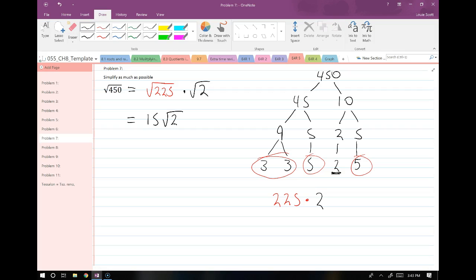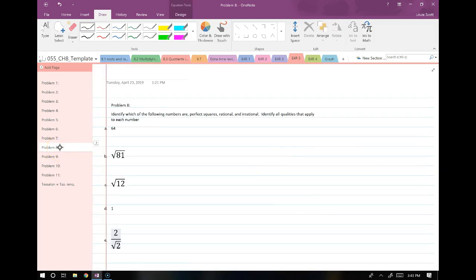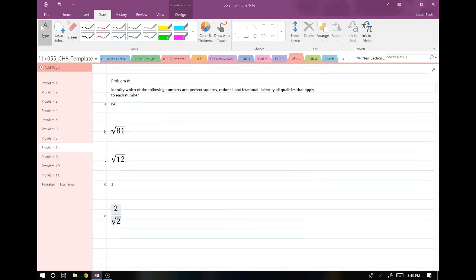This is tough. I want to make sure I know it before you walk me through. All right, I'll give you a little bit more time on these next ones. Number 8. You don't need a whole lot of time on this, but we'll go through these and see if you can pick out which is which. Which of these are perfect squares, if there are any, which are rational, which are irrational.